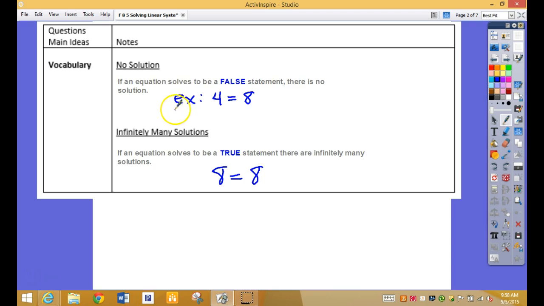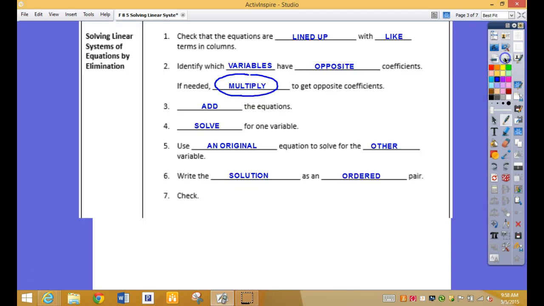What does this no solution? If it's no solution, what do your lines look like on a graph? They are parallel. Infinitely many, they are the same. All right, and here are the steps that we're going to do today in day 1. However, the multiplying part, that is what we're going to add in tomorrow on day 2.